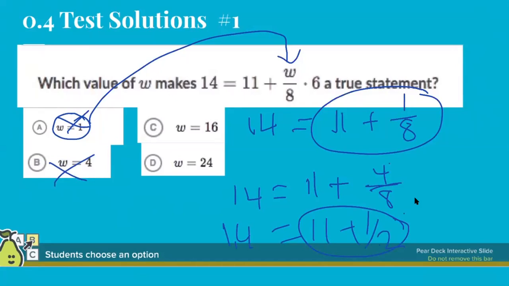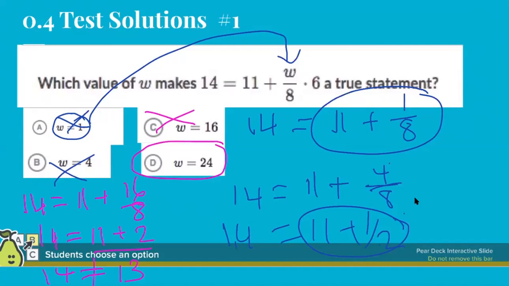I can try the next one. I can try 16. I know some of you already know the answer, but if not, then that's fine. We can do 14, 11 plus 16/8. 16 divided by 8 gives you 2. This is 13, this is 14. Not true. So I'm not going to test the last one because there's no need to, right? The other 3 are wrong, so the answer has to be D.